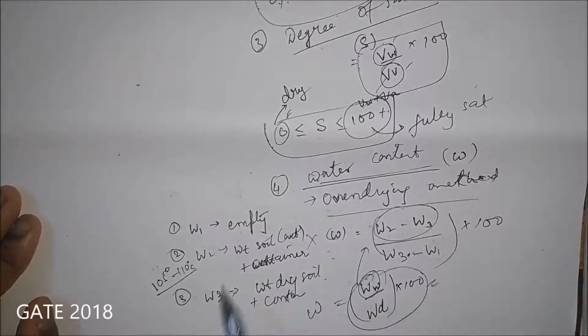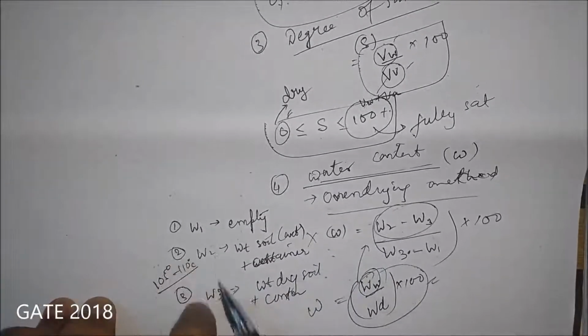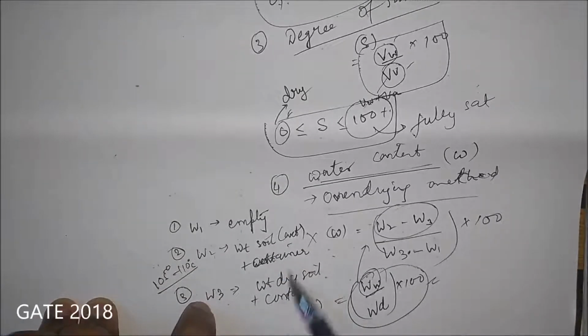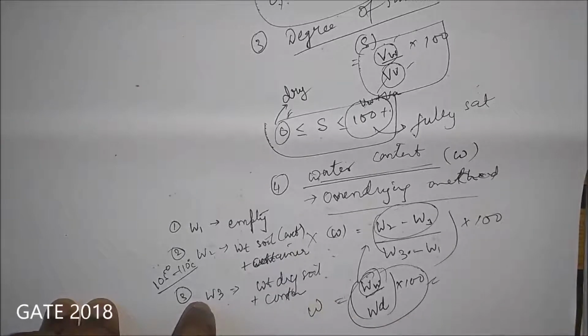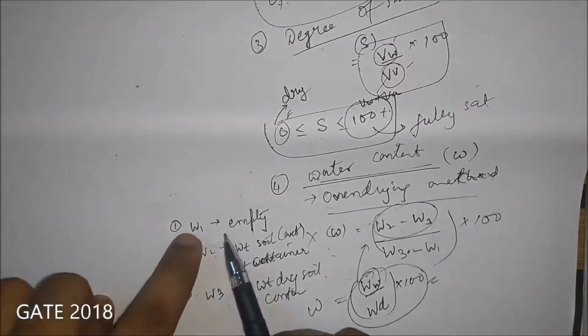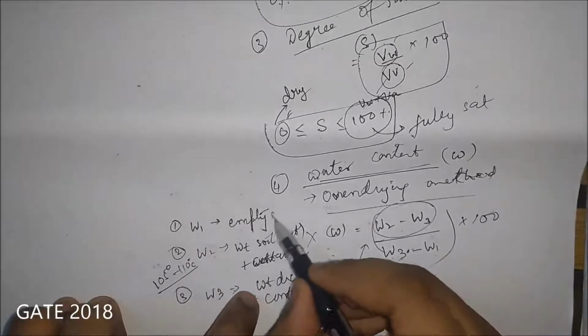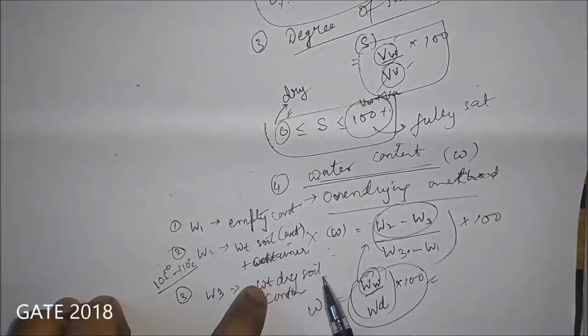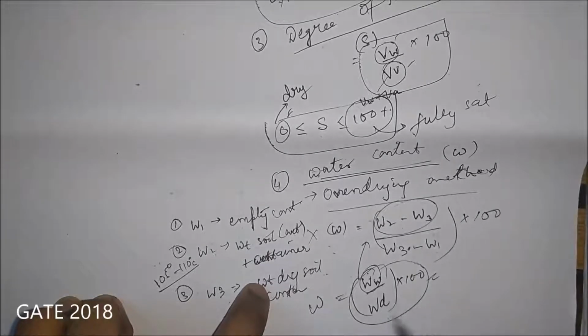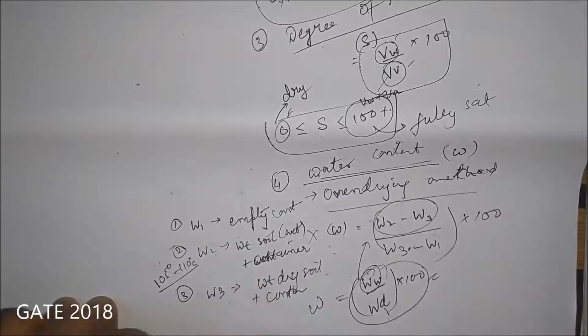Okay, now if you see, W2 minus W3 will give you the weight of the water. Container cancels. Wet soil minus dry soil will give you the weight of the water. Soil's weight won't change. Now W3 minus W1, 3 minus 1 will give you empty container. So container cancels. We will have only dry soil. We get WW by WD. So water content is done.